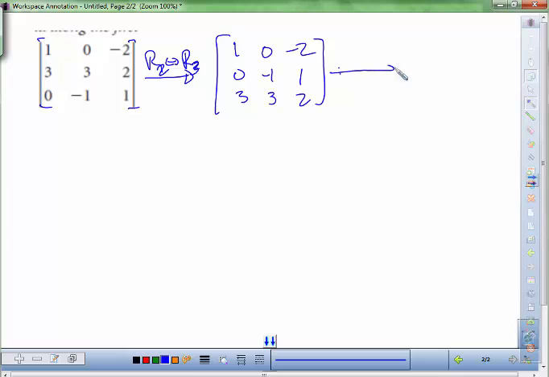Next, we can do a couple of row operations at this step. I think we need to do this in two different steps. Multiply the first row by negative 3, and then add it to the third row. So if I do that, I'm going to get 0 for this, and then 3. And then negative 3 times negative 2 is positive 6, added to 2 is 8. Is that correct?